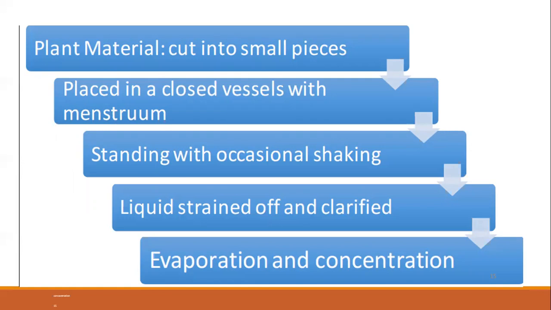This is the flow chart of maceration. You get a plant material, you cut it into small pieces. Of course, if you have a plant part like resin, then you size reduce the resinous material. It is placed in a closed vessel with menstruum, standing with occasional shaking. The liquid is strained off and clarified. The liquid is then evaporated and concentrated.